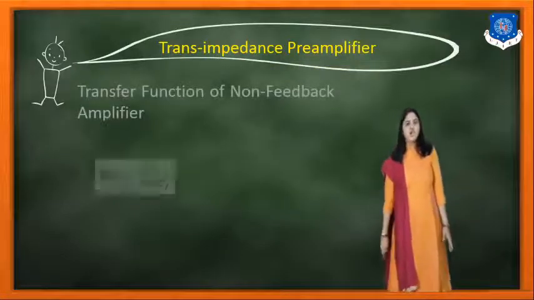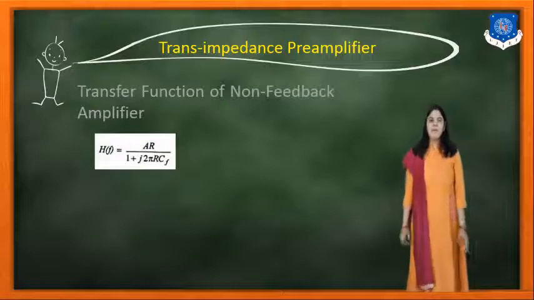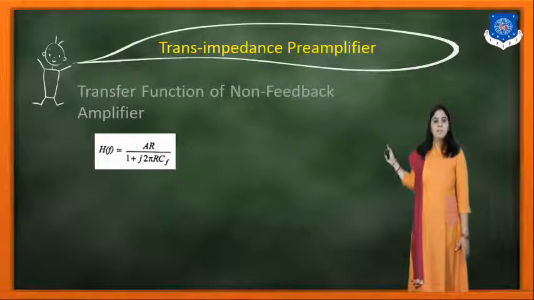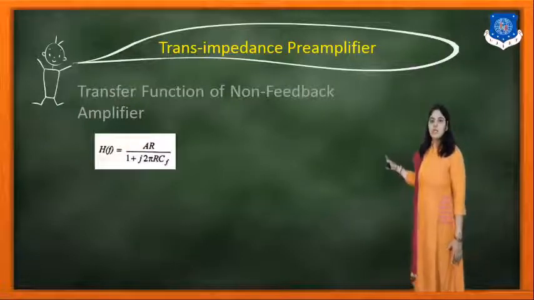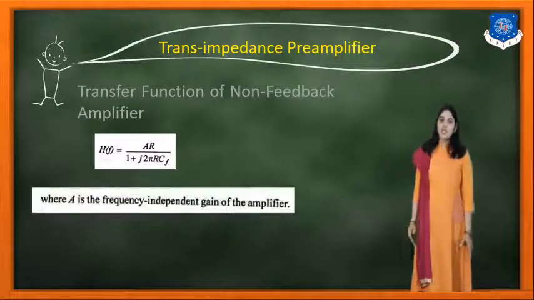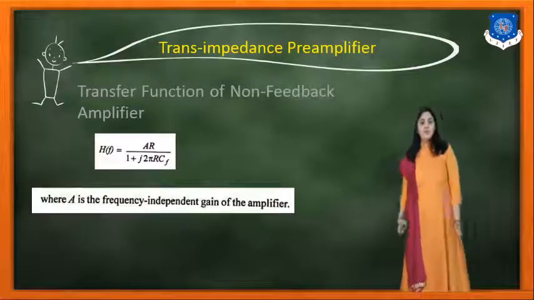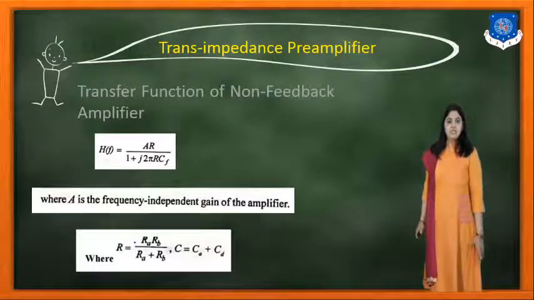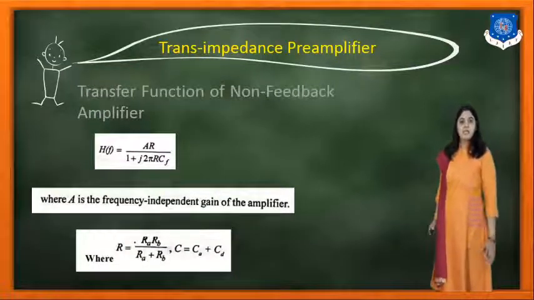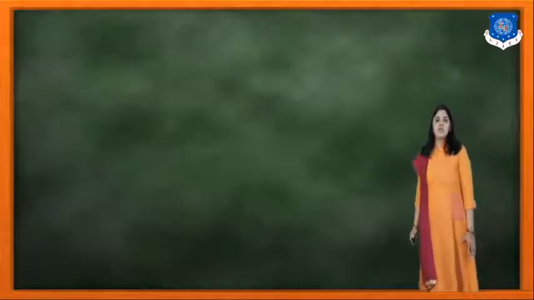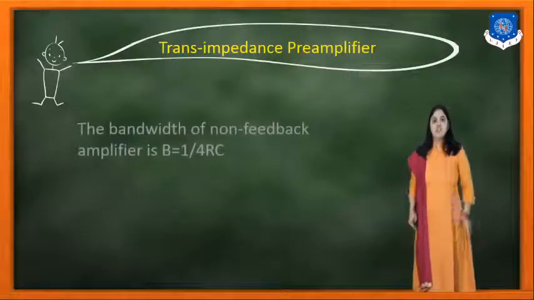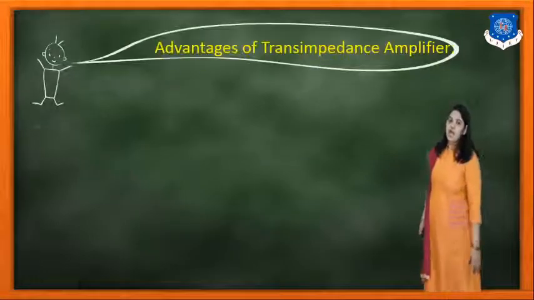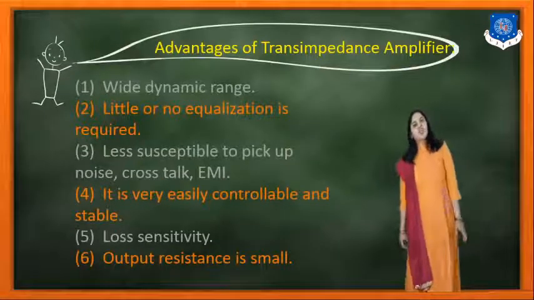The transfer function of the non-feedback amplifier is given by HF equal to AR upon 1 plus j 2 pi R C F, where A is the frequency independent gain of the amplifier, R is equal to RA RB upon RA plus RB, and C is equal to CA plus CT. So the bandwidth of the non-feedback amplifier B is equal to 1 upon 4 RC.